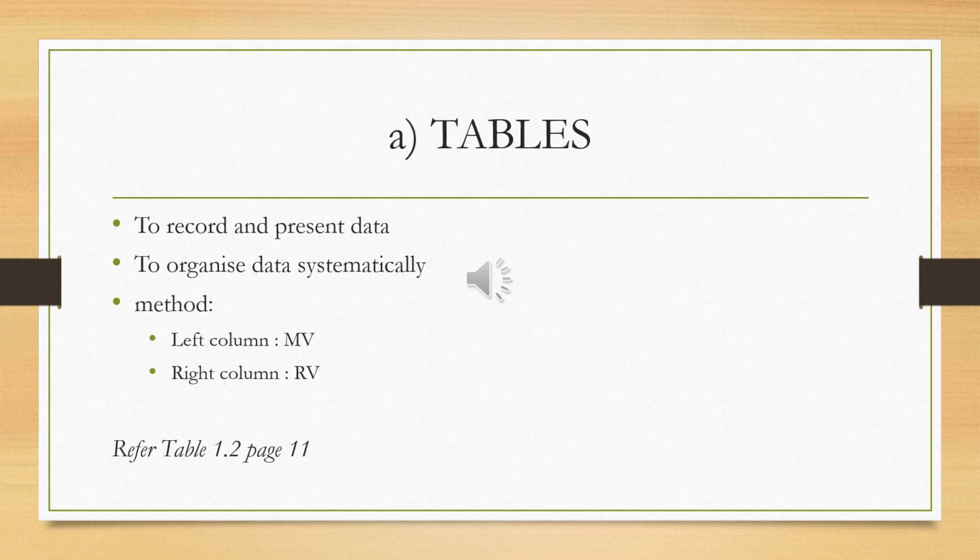So the method is, on your left column, refer to the table, is your manipulated variable. I just make it short, MV. While on the right column is RV. So this is the correct way, not the other way around.